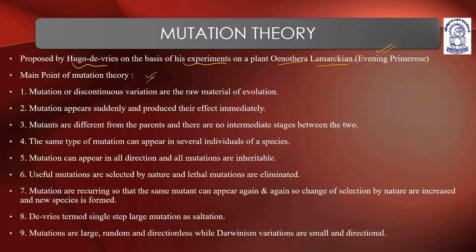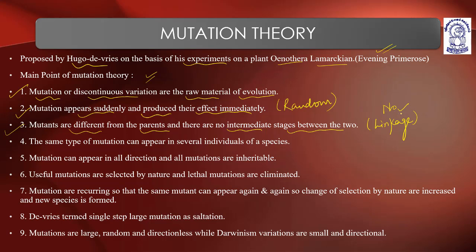The main points of the mutational theory put forward by Hugo de Vries were: mutation is a discontinuous variation, and it is the raw material for evolution. It is very clear that mutation is a discontinuous variation, because whether a mutation will happen or not, you actually don't know. Mutation appears suddenly and produces its effect immediately, meaning it is random. Mutations are different from the parents and there are no intermediate stages between the two. There is no linkage.